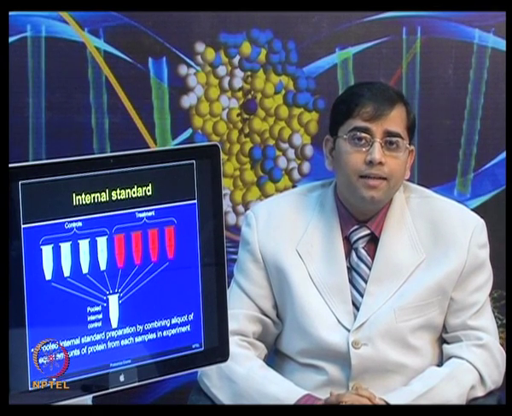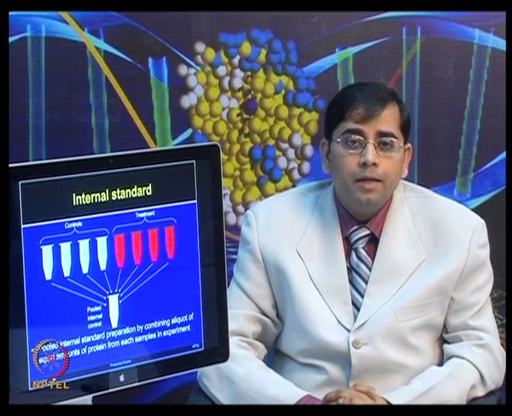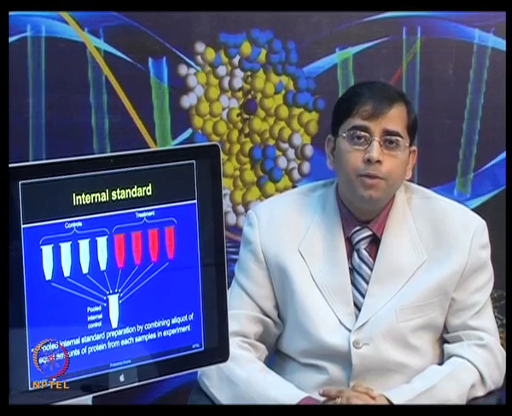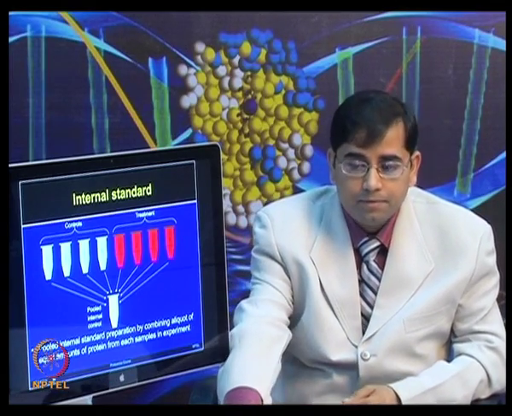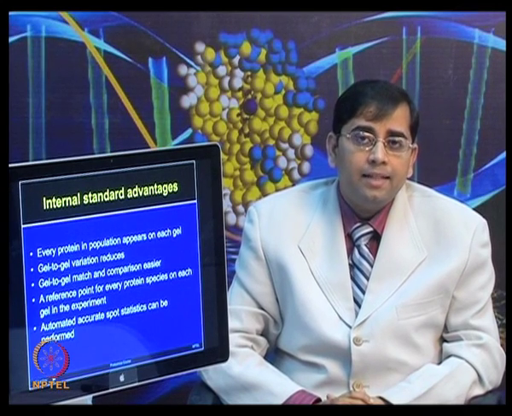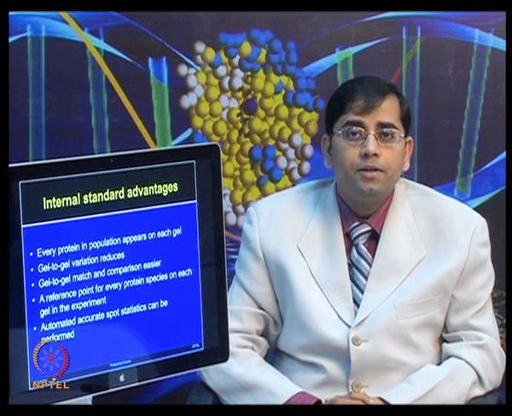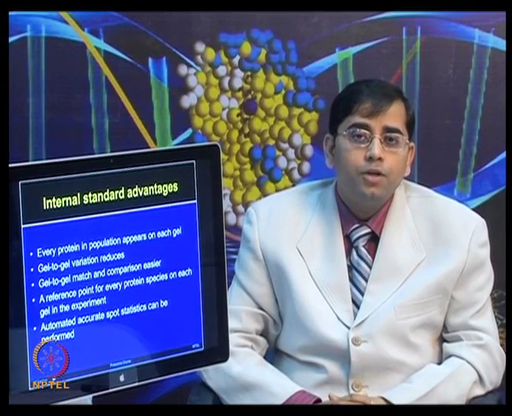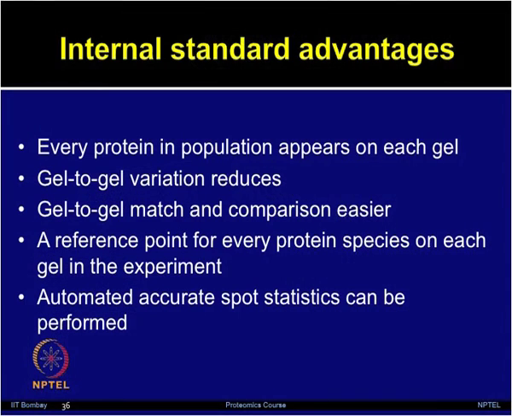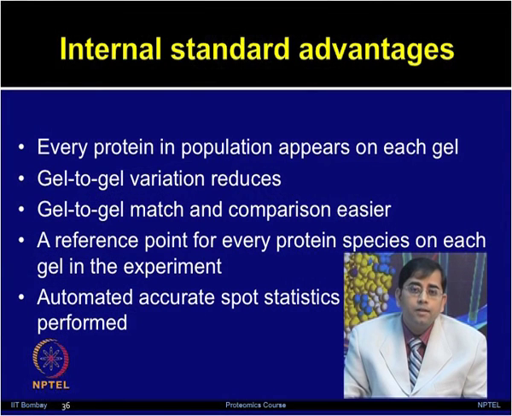Now, the Psi 2 dye you are going to label with this pooled sample, so that it can be used as an internal standard. This internal standard has many advantages, and this is actually one of the major successes of how 2D limitations have been overcome. Since every protein is present in the internal pool population, it is going to appear on your gel.